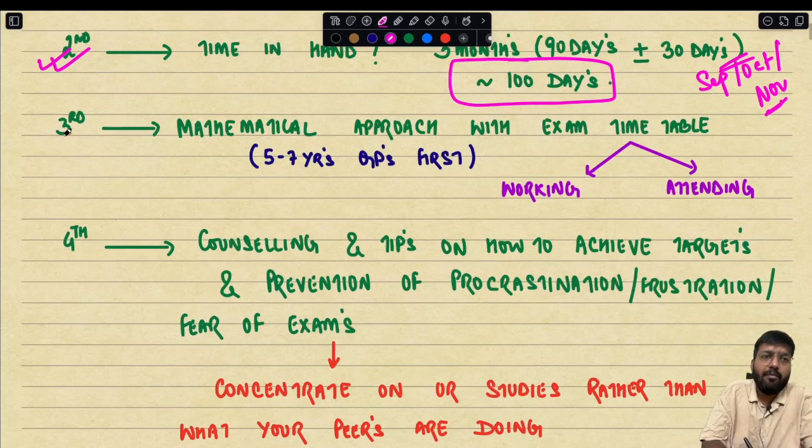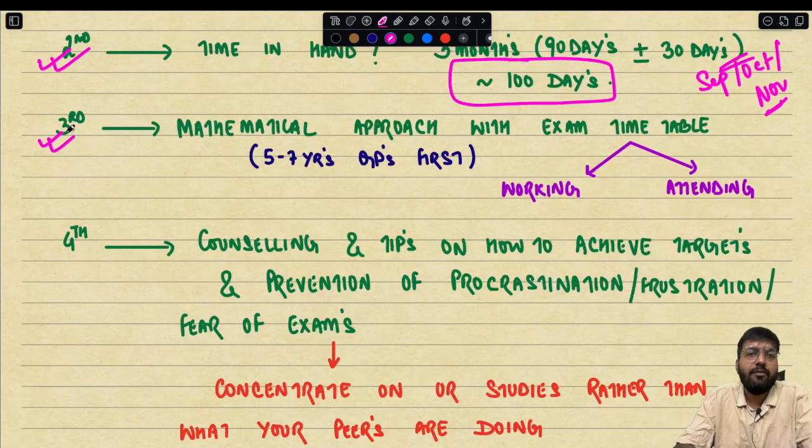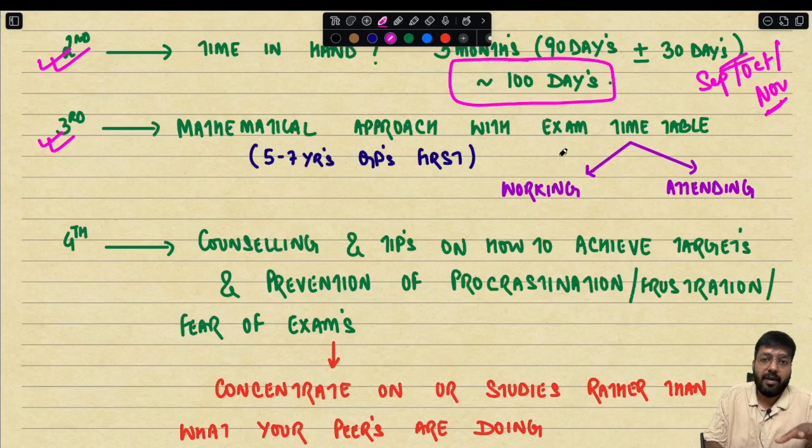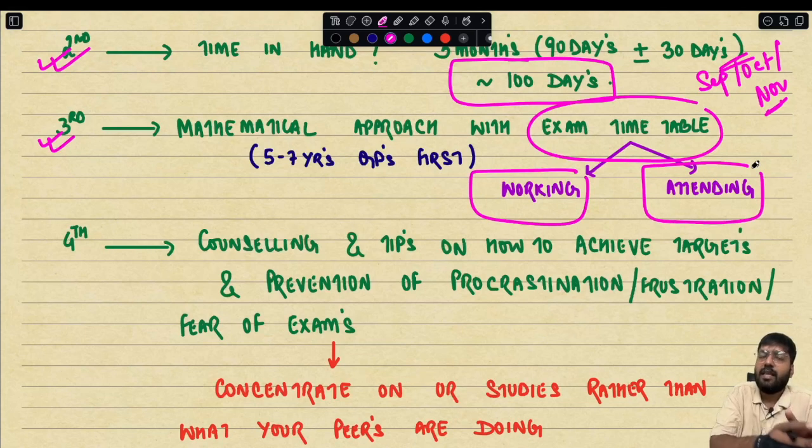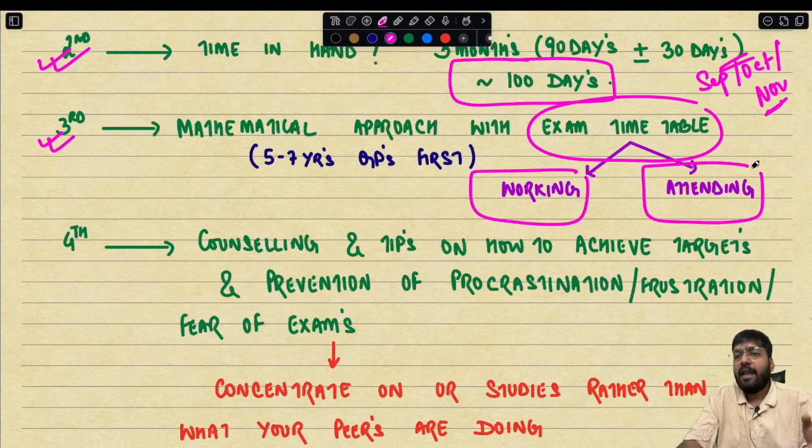The third important thing is that I am going to give you a mathematical approach with the exam timetable, for following the timetable that I am going to share with you: how you are going to read, how much time you should allocate to different subjects, and how you should go about your exam preparation. This timetable is so flexible that it is applicable to all those students who are working in the last 3 months, as well as those who are just attending the college but not working, just sitting and reading. It is also applicable to those who have got 3 months of complete exam leave. So this is applicable for everyone.